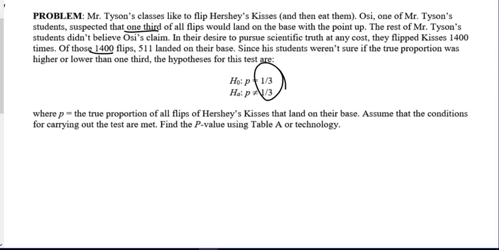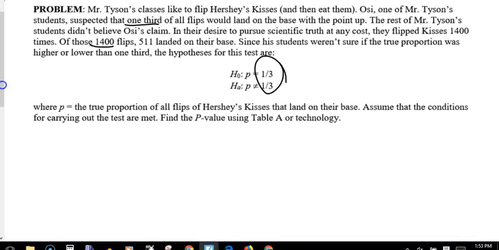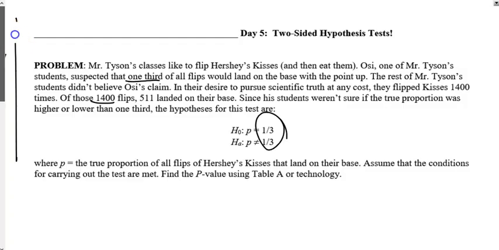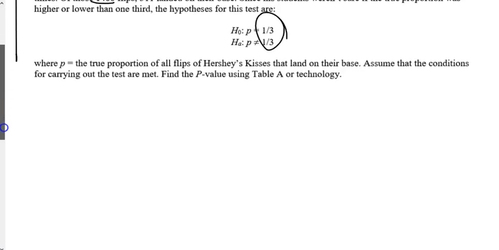Okay? So this is going to be almost the same thing that we've already done. There's only going to be one extra step in step 5. And it's not a big deal. It's common sense math. You'll be fine. So as always, p is going to be the true proportion of all flips of Hershey's Kisses that land on their base. They actually already gave us p for us. We don't have to write that out. So that's part of step 1 right there.